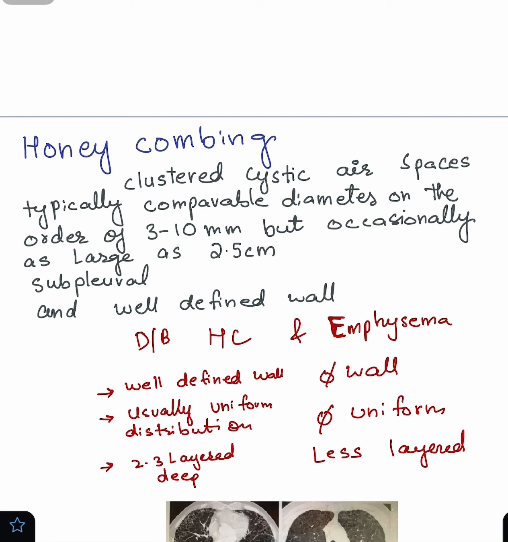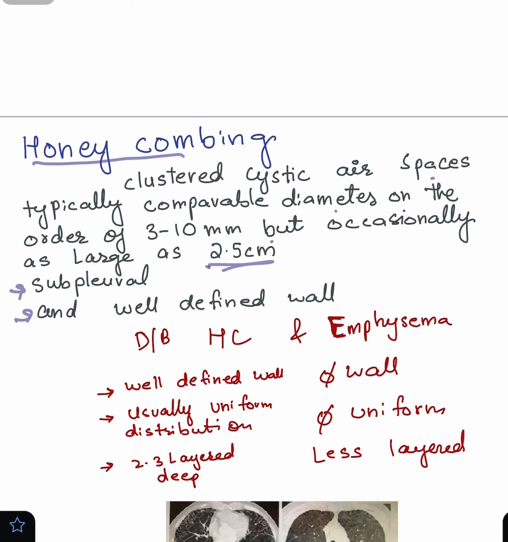Next, honeycombing. Honeycombing is clustered cystic air spaces, typically comparable in diameter, in the order of 3 to 10 mm, but occasionally can be as large as 2.5 centimeters. They are subpleural and they have a well-defined wall.